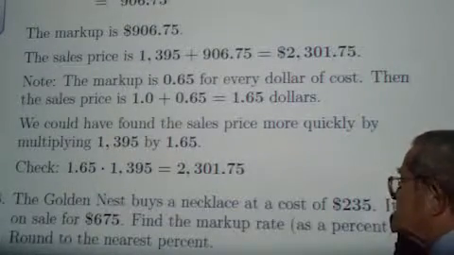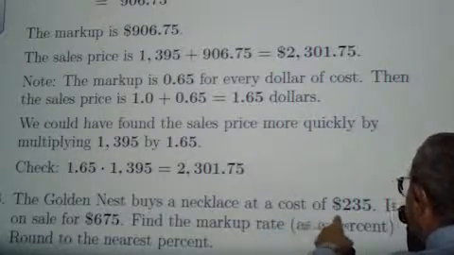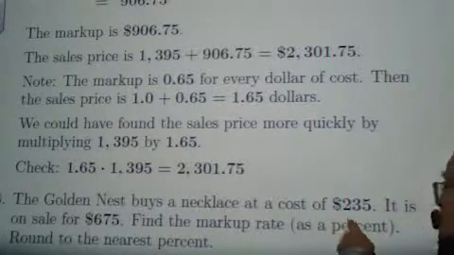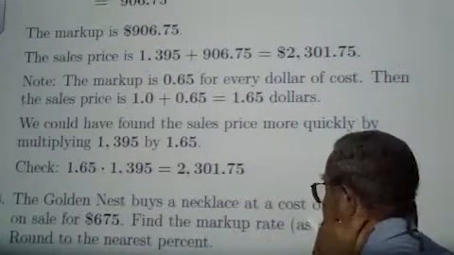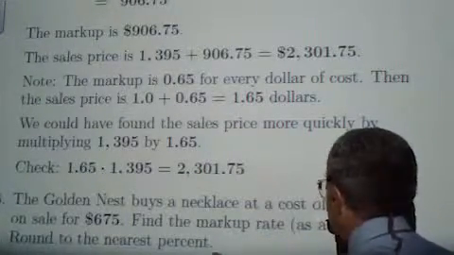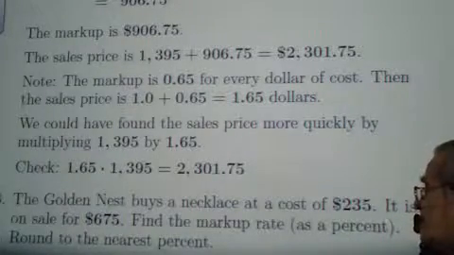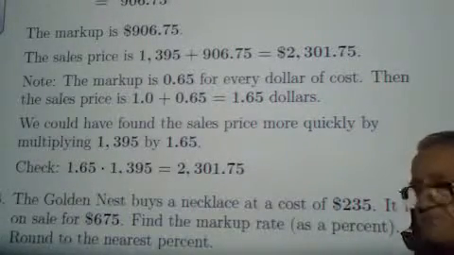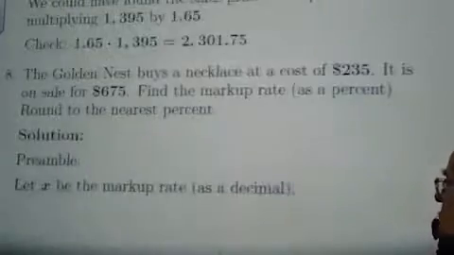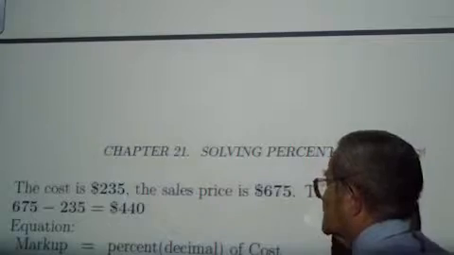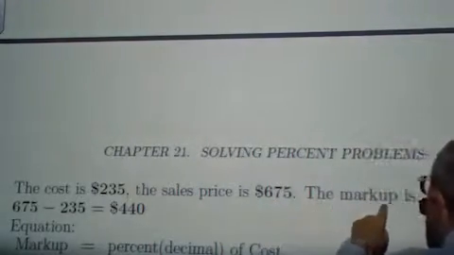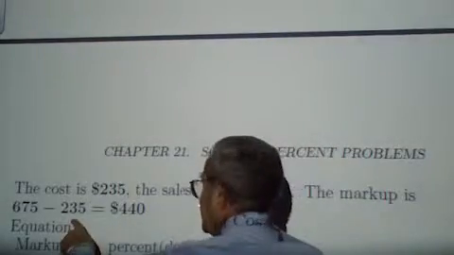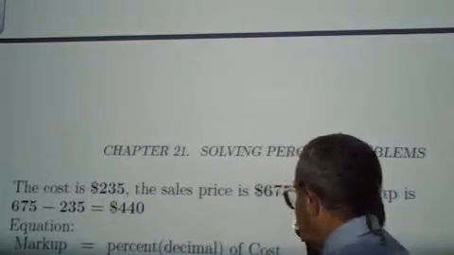And then the Golden Nest buys a necklace at a cost of $235.00. It is on sale for $675. Find the markup rate as a percent and round it to the nearest percent. So let X be the markup rate. The cost is $235. The sales price is $675. The markup is $675 minus $235 or $440.